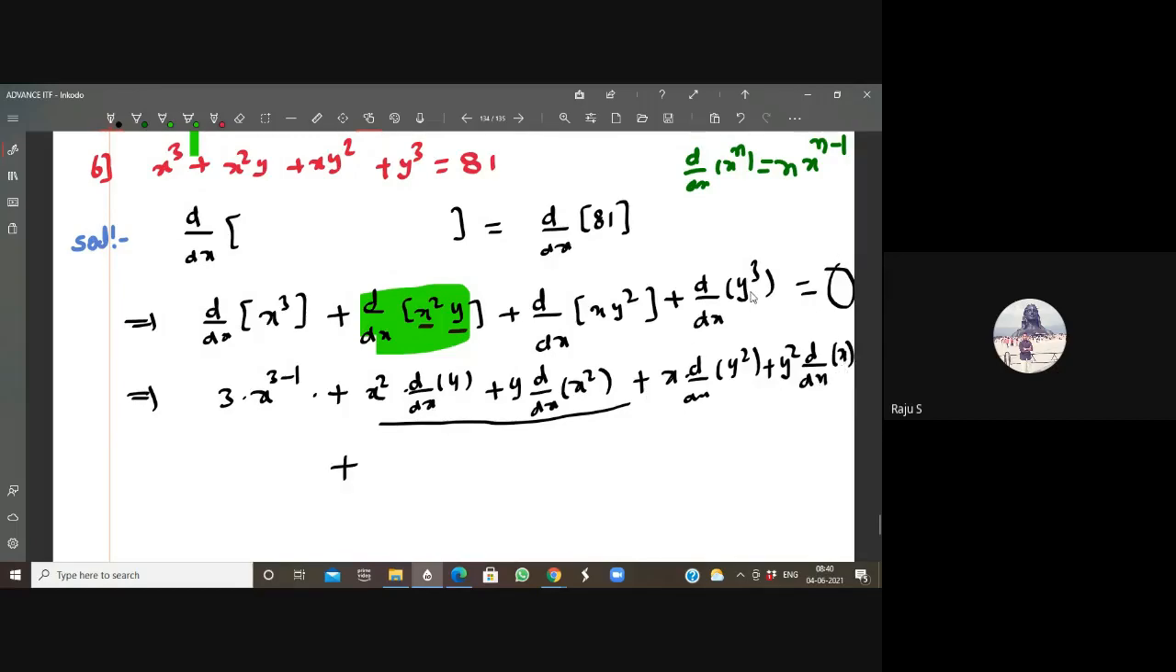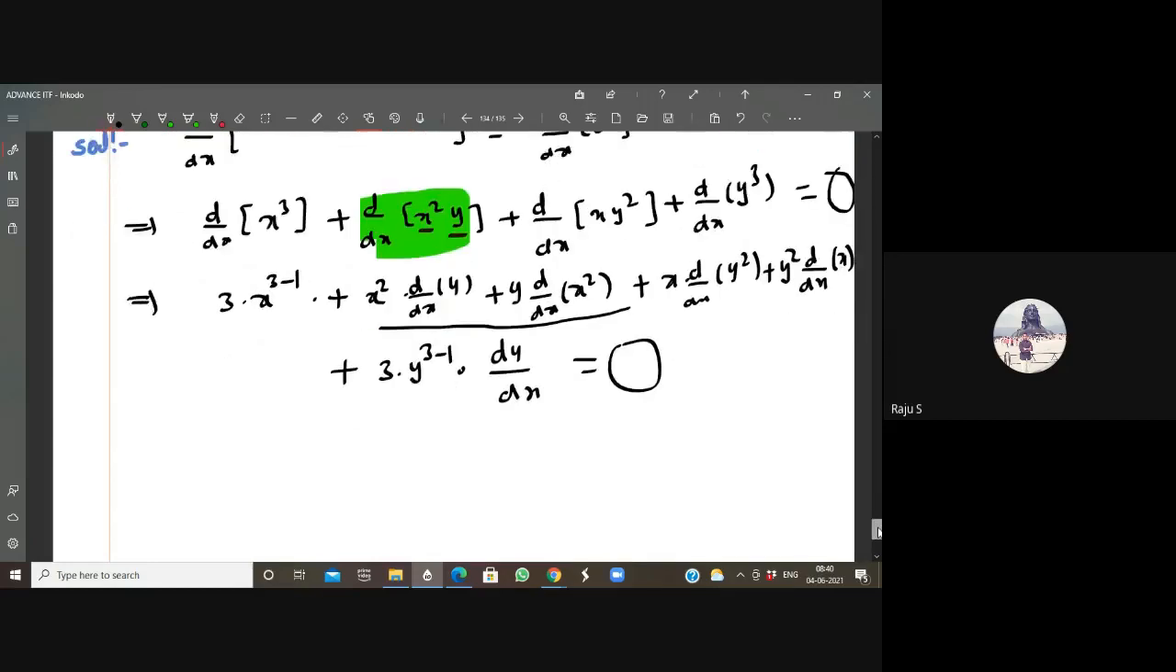Then at last again see here y cube. Y cube is clearly 3 into y to the power of 3 minus 1 into dy by dx is equal to right side 0. Y cube, after applying exponent formula, again the derivative of y with respect to x. Okay, anyhow, so write all these values properly. So this is clearly 3x square. Here we know that x cube derivative is 3x square, but you should not write directly. So then x square into dy by dx. Can I take directly dy by dx common?